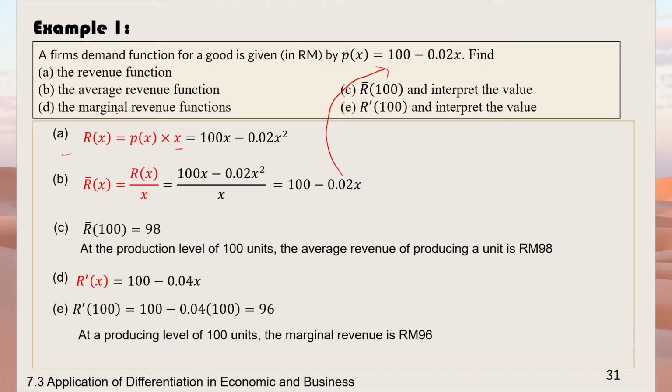So, and then they're asking for marginal. So you differentiate from the Rx. So it's 100 minus 0.04x. And if you notice, these two formulas are not the same. Okay, and then you get 96. So it means that if you sell the 101st unit, it is going to give you 96 as a revenue. That is the meaning of R prime 100.